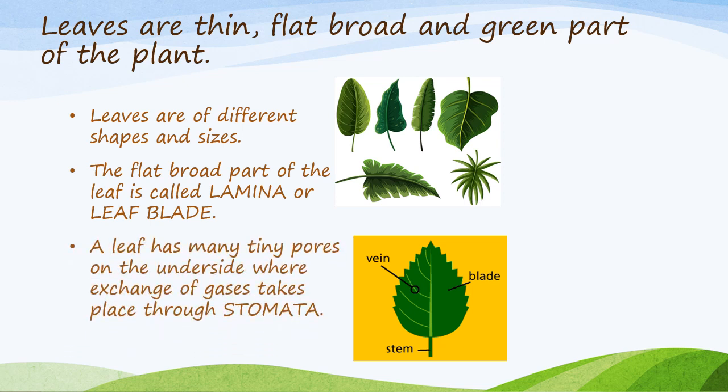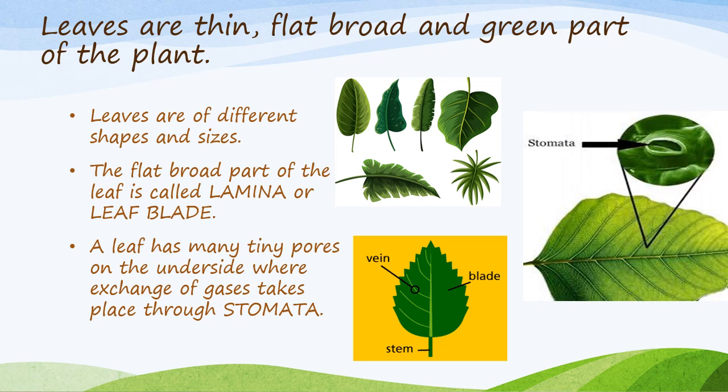A leaf has many tiny pores on the underside where exchange of gases takes place through stomata. Now what are stomata? Stomata are very tiny pores where exchange of gases takes place. That is the main function of the stomata. Without stomata, leaves will not get proper exchange of gases. Okay.